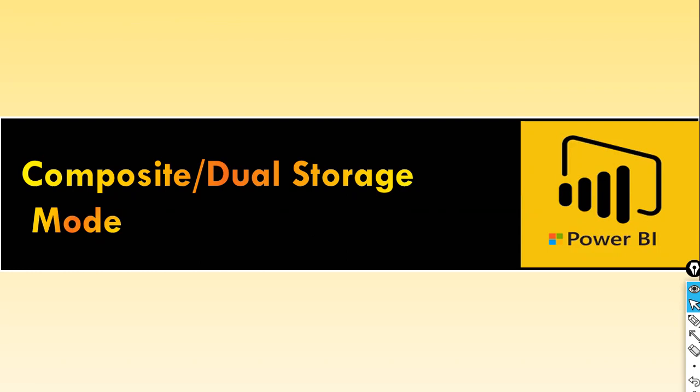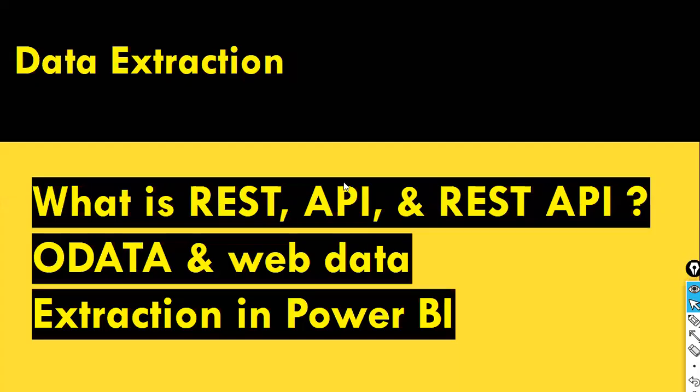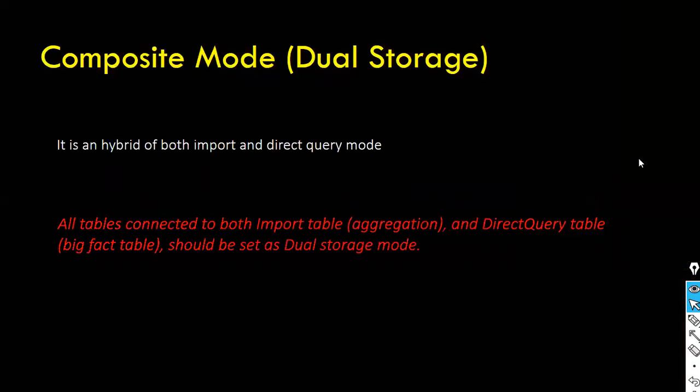What do you mean by the combination of import as well as direct query mode? I will first explain the concept and then I will show you in Power BI Desktop. All tables connected to both import as well as direct query mode should be set as dual storage mode. Very simple one. For me, it is simple, but for you, it is difficult to understand.